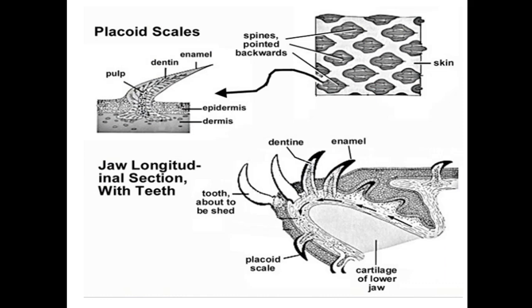See, this is the pulp, this is the dermis, this is the epidermis. The scales originate from the dermis, and this is the pulp, and for the pulp there are blood vessels also. Outside there is a dentine material and then lastly the enamel material which you can see.